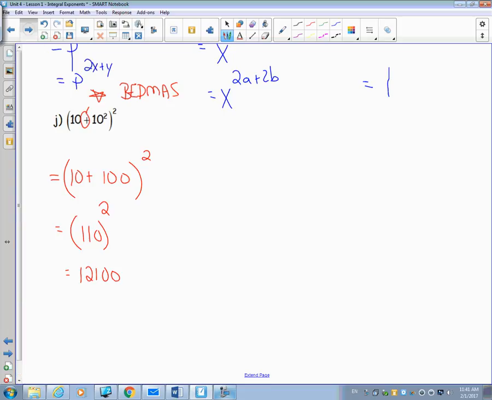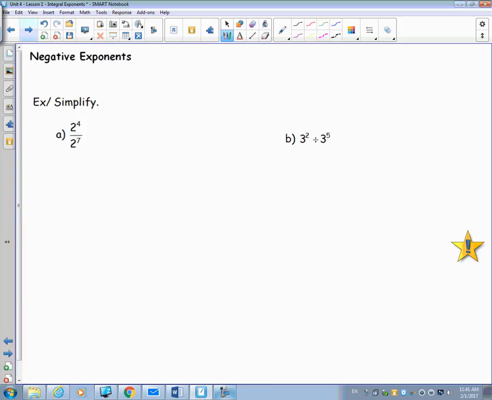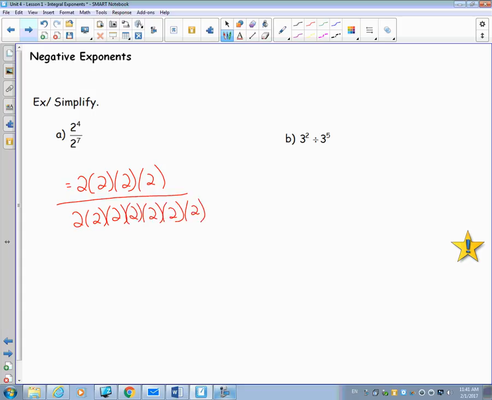A new rule for us today. We're going to talk about negative exponents. To do that, we're going to figure out where negative exponents come from. So, I hope you would agree that 2 to the 4 is the same thing as 2 times 2 times 2 times 2 over 2 times 2 times 2 times 2 times 2 times 2 times 2. I'm writing it this way for a reason, so we can see where the exponent's coming from.